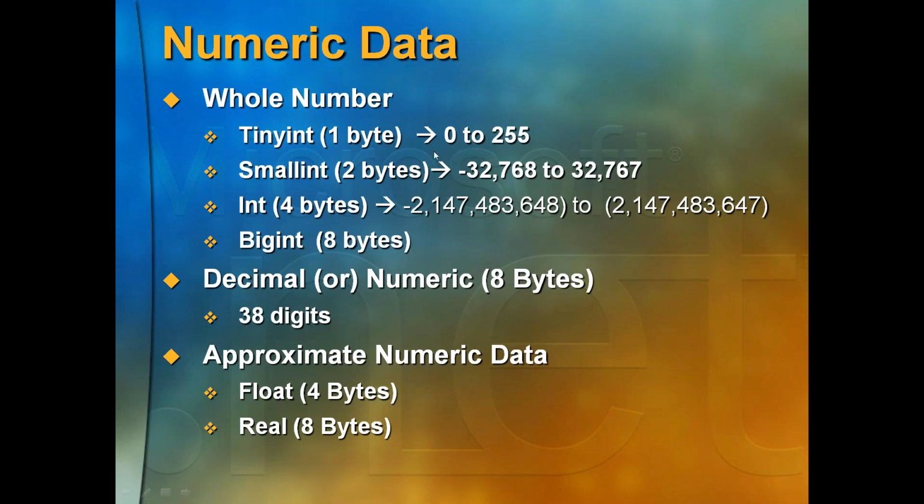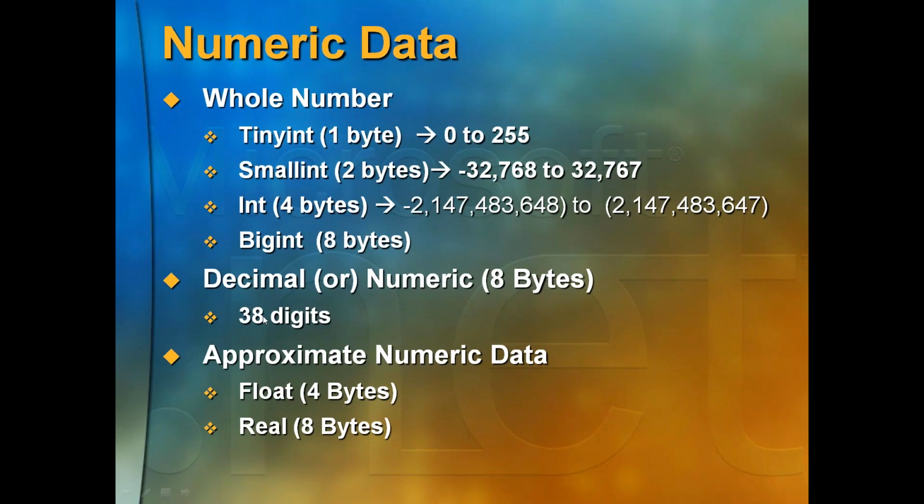So in tiny int, it takes 0 to 255 positive numbers. Clear? So there is no negative data. If you want to have small int, you can have minus 32,768 to positive 32,767. So this is the range of data you can insert in that column. If you go in for integer, this is the size you can have. Clear? If you go in for big int, the range will be even bigger.